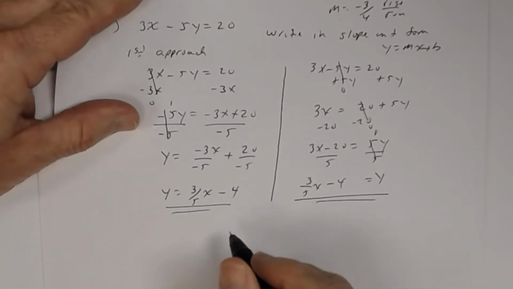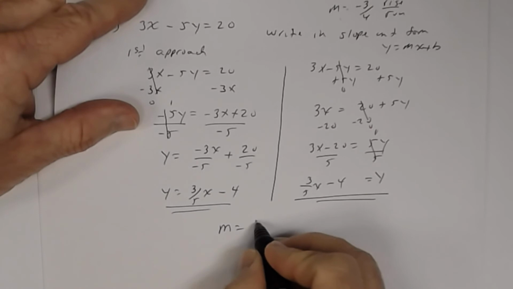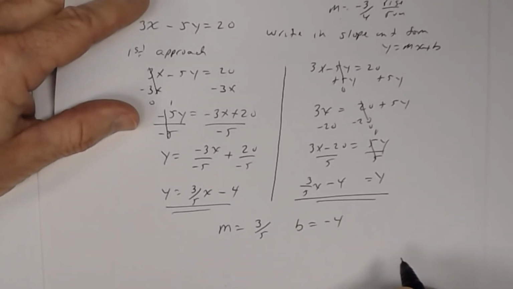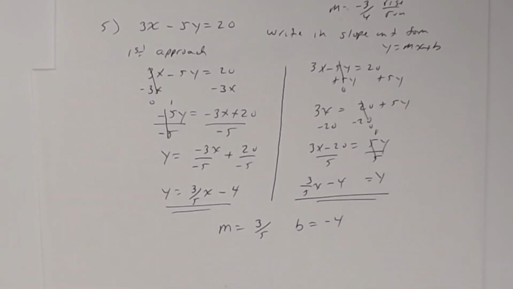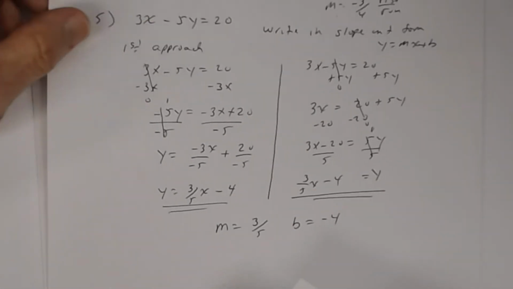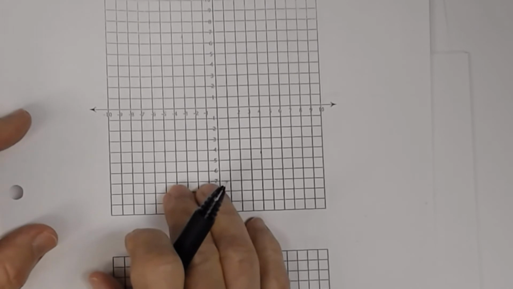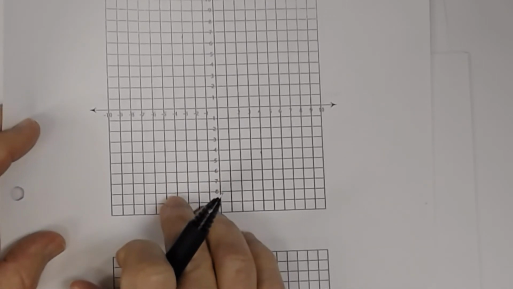Okay? But in any case, the slope is 3 fifths, and the y-intercept is negative 4. And so let's just quickly graph this one. And so to graph this one, now let me tell you what you're going to do in terms of your own paper. So some of you probably don't have this. You don't have grid paper. It is in Canvas, so if you need to print it, you print it.